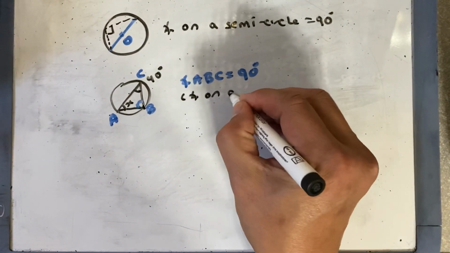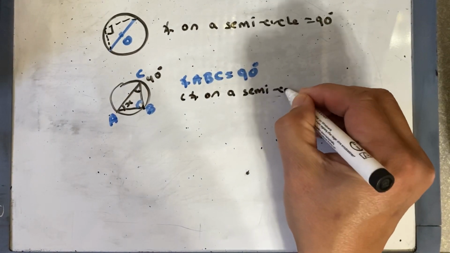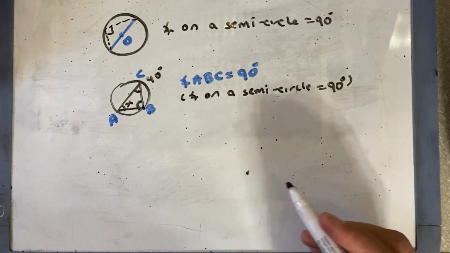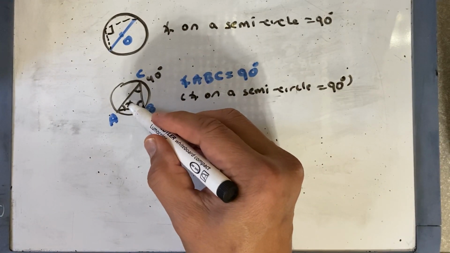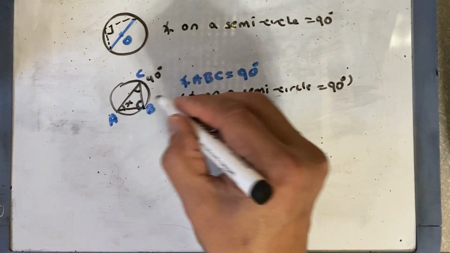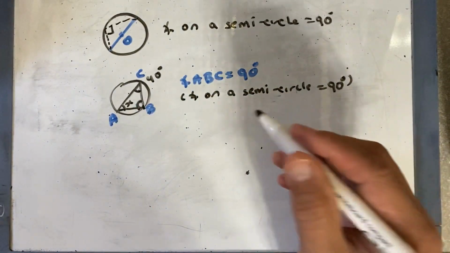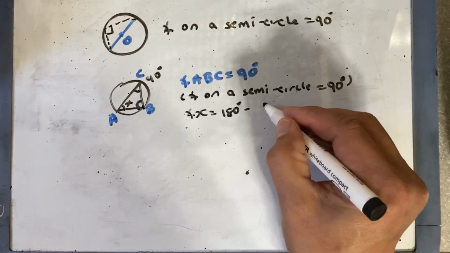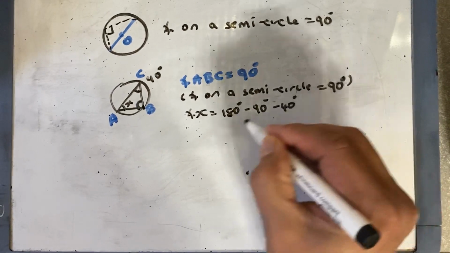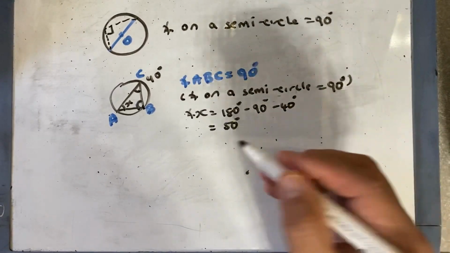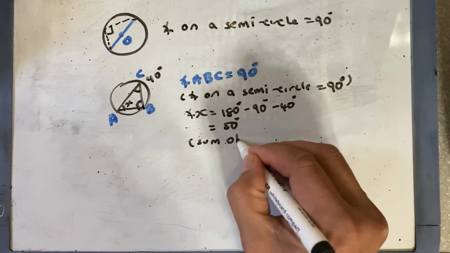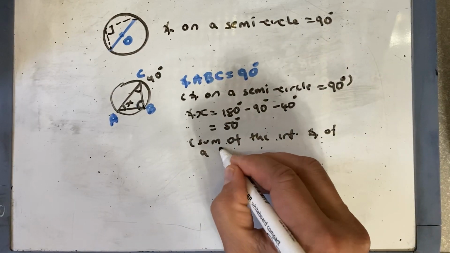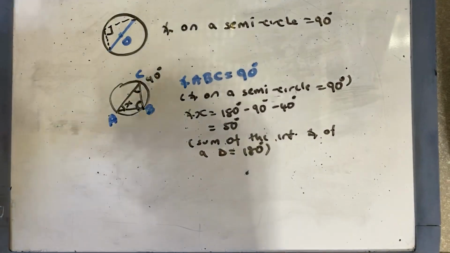angle in a semicircle must add up to 90 degrees. So first we need to know that that is 90 degrees. To calculate angle X is simple now, because you know the sum of the interior angles of a triangle adds up to 180. So angle X has to be 180 minus 90 minus 40, and the answer is 50. And you must give me the reason: sum of the interior angles of a triangle add up to 180 degrees.